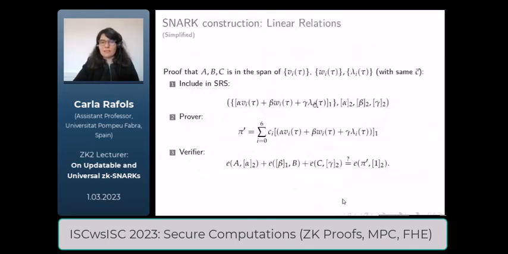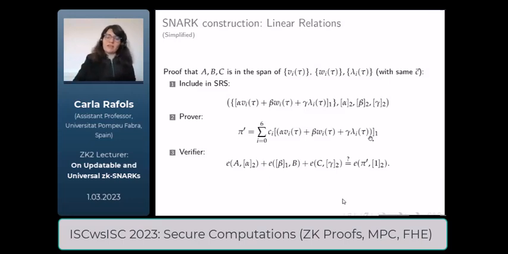Well, there's a bit of mismatch. Beta here should be beta in group 1, okay? It's a simplification. But the idea is that I will force the prover to compute this value with the same coefficient Ci that he used for A, B, and C. He needs to compute this linear combination of the polynomials. Why? Because then we will check that the polynomial A times alpha plus the polynomial B times beta plus the polynomial C times gamma is equal to this thing.